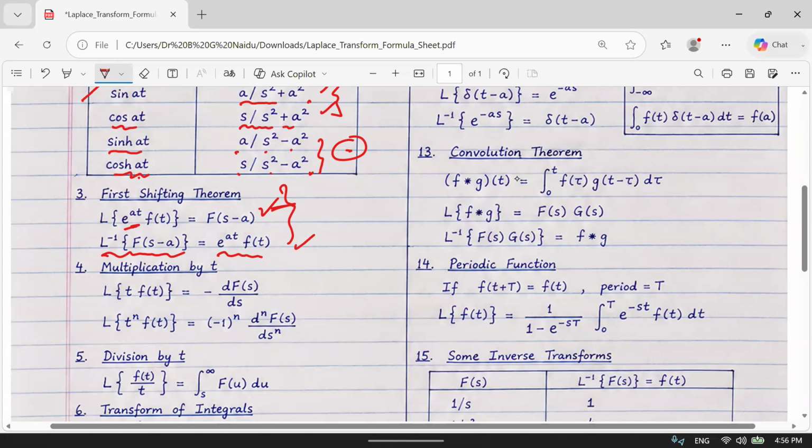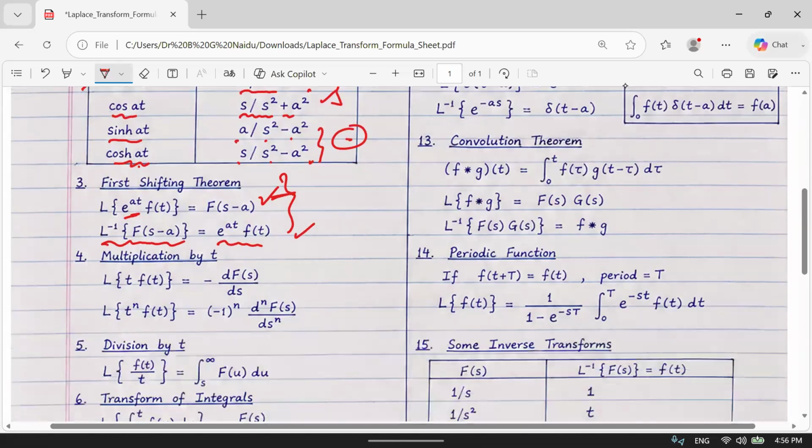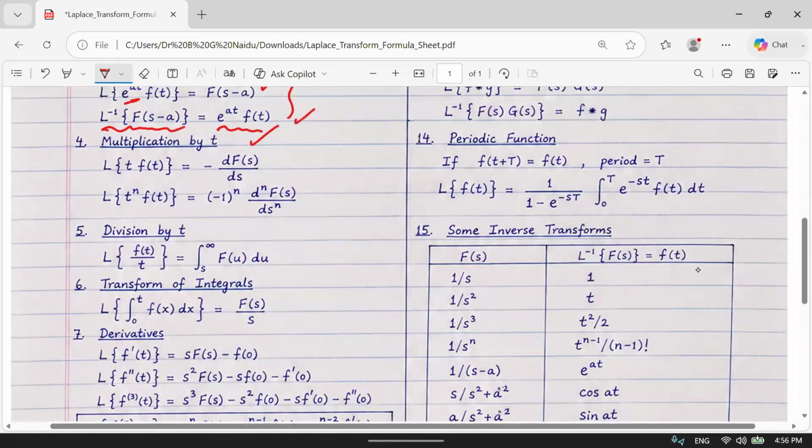Then there is another property, which we can call the multiplication property. If we multiply any given function with t, we will get the derivative of the Laplace transformation, minus d by ds of f of s. Similarly, this is the standard formula: if it is t to the power n times f of t, then the Laplace transformation will be minus 1 to the power n, d to the power n by ds to the power n of f of s. If n is equal to 1, 2, and so on, you will find different cases like that.